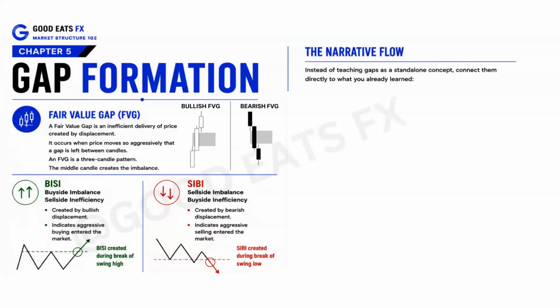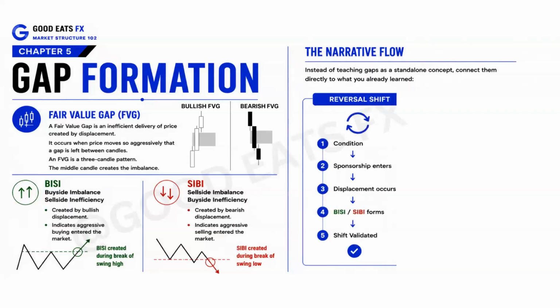Let's talk about the narrative flow. So instead of teaching gaps as a standalone concept, I want to connect them directly to what you've already learned. So we know in the reversal shift, there's a 5-step process that we go through. We understand that there's a market condition. We look for sponsorship to enter the market, followed by displacement. Now, after that displacement occurs, we want a BISI to be formed, because if it's a bullish displacement, it'll be a bullish fair value gap being created above the swing point that creates the market structure shift.